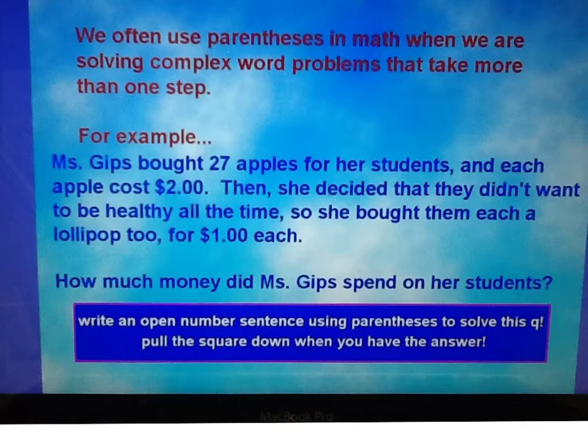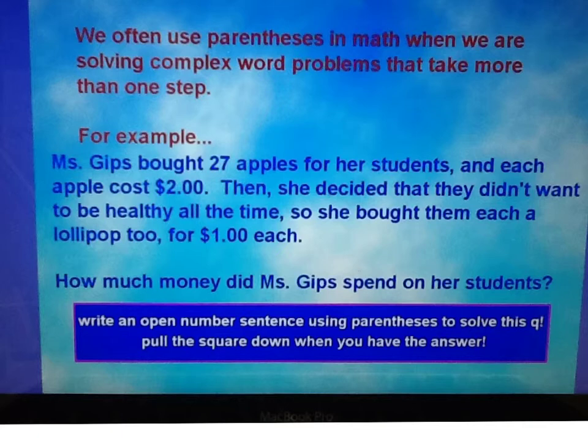Here's an example where you might need it in a word problem. Sometimes our word problems can become more complex or more difficult. It might take more than one step. So Miss Gibbs bought 27 apples for her students, and each cost $2. Then she decided that she didn't want to be healthy all the time, so she bought them each a lollipop too for $1 each. How much money did Miss Gibbs spend on her students?